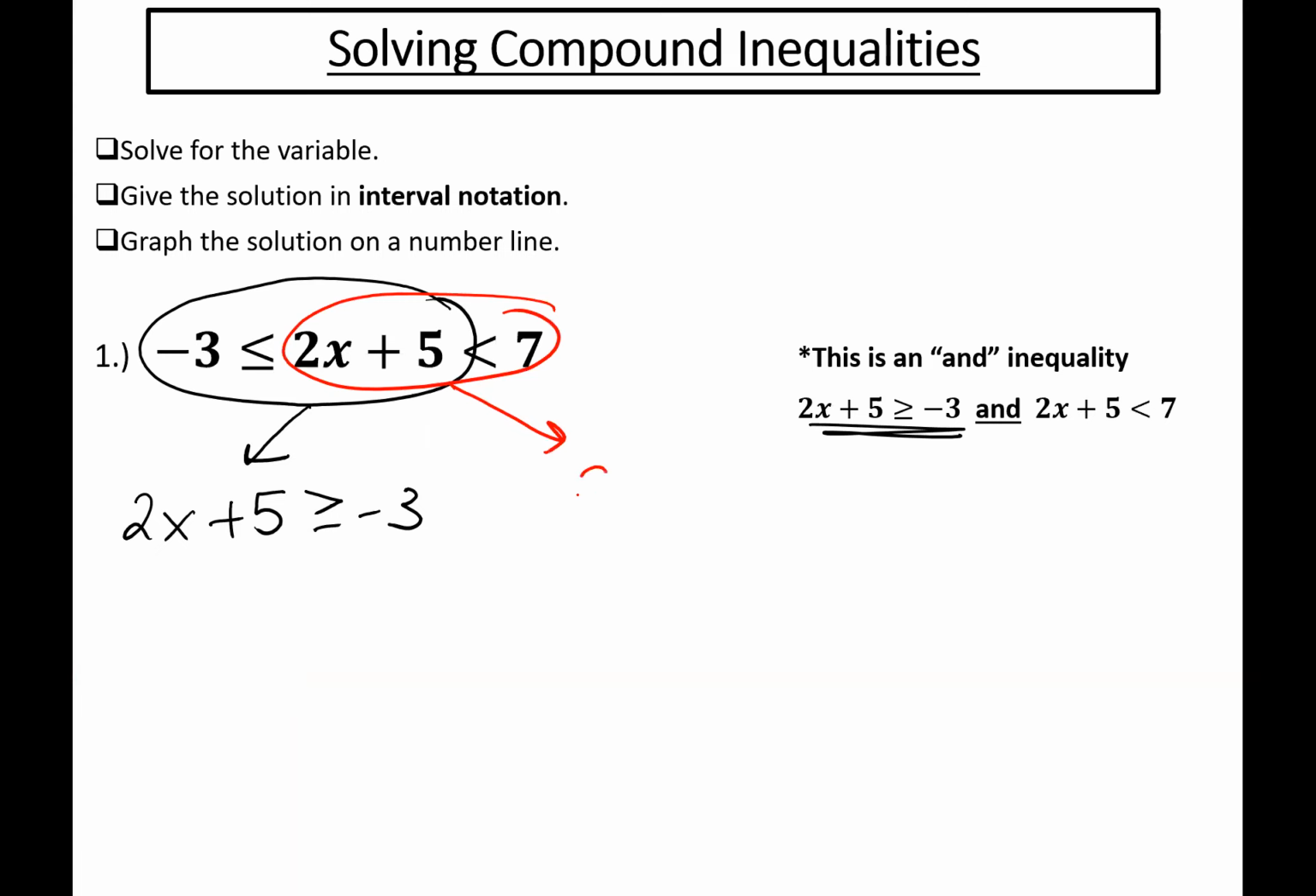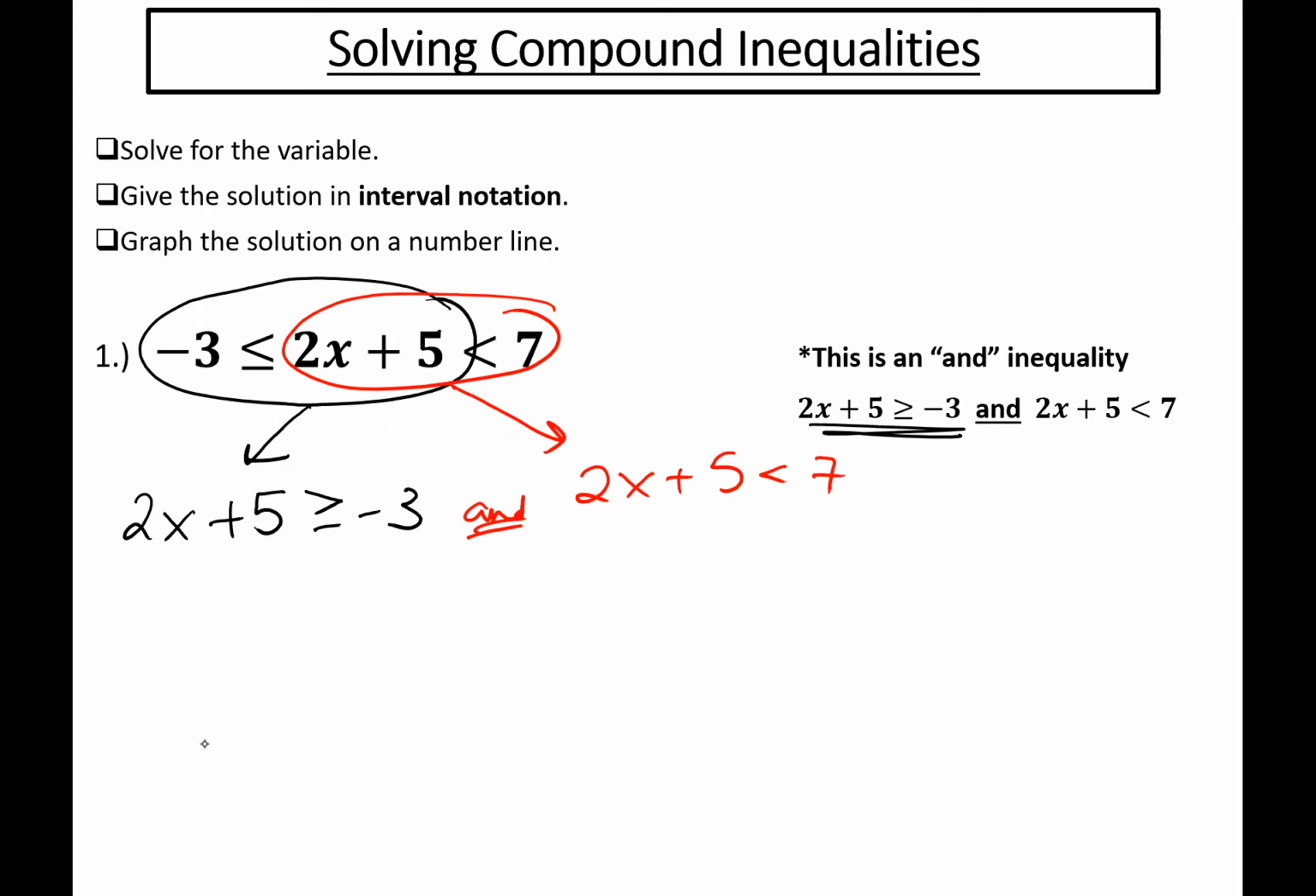2x plus 5 is less than 7. So both of these are true. So we can solve them both separately. Then we will graph both answers on a number line, and we're going to see where they overlap. It's kind of like the red number line and the blue number line overlapping to purple on that first slide. So that's kind of the approach we can take here.